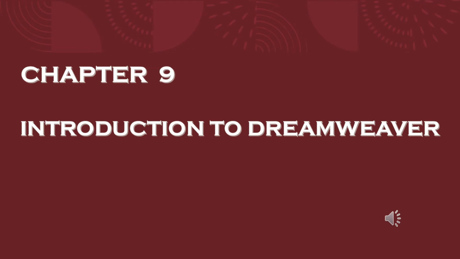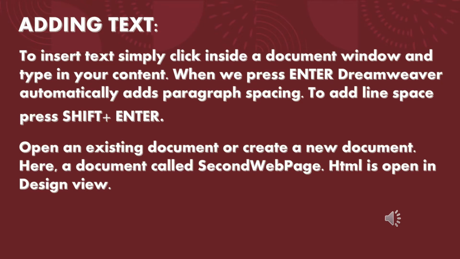Today we are going to continue with the same chapter, that is chapter number 9, Introduction to Dreamweaver. Adding text and images. Now let us see how to add text and images using the Dreamweaver document. To insert a text, you have to click inside a document window and then type the content. When you press the enter, Dreamweaver automatically adds paragraph spacing. To add a line space, press Shift plus enter.